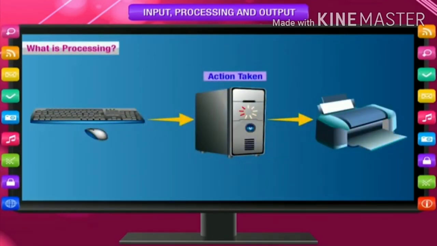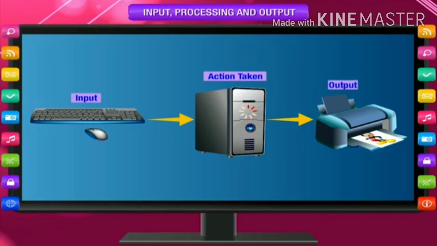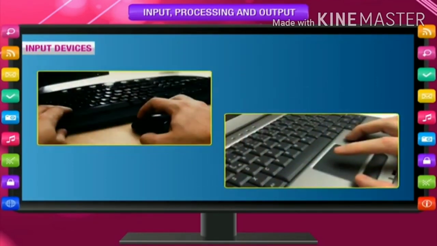The action taken by a machine to work on input and change it into output is called processing. What is data? The inputs given to the computer are known as data. Input devices. The devices that help to give input to the computer are called input devices. Following parts are main input devices of a computer.